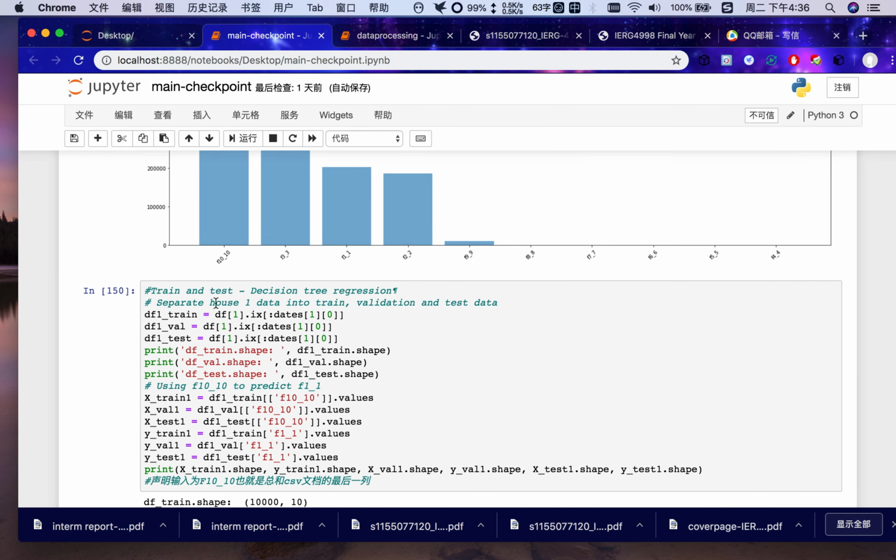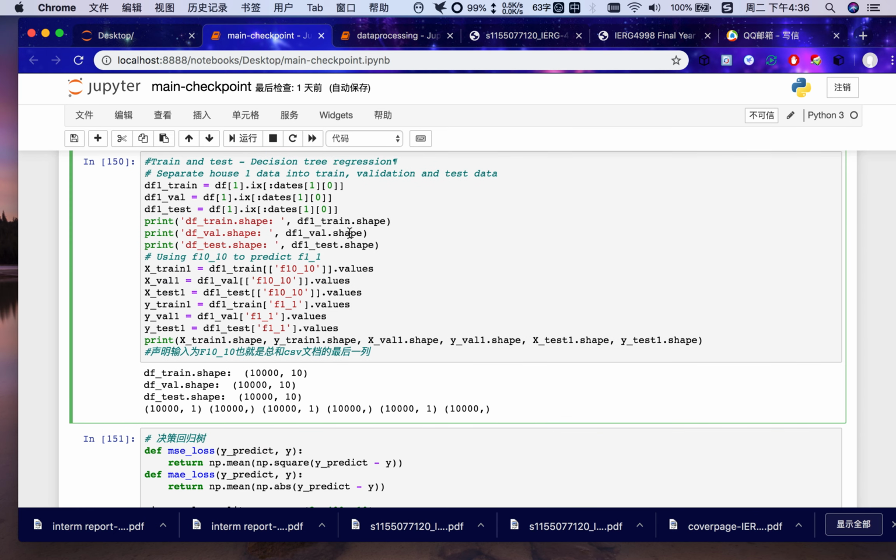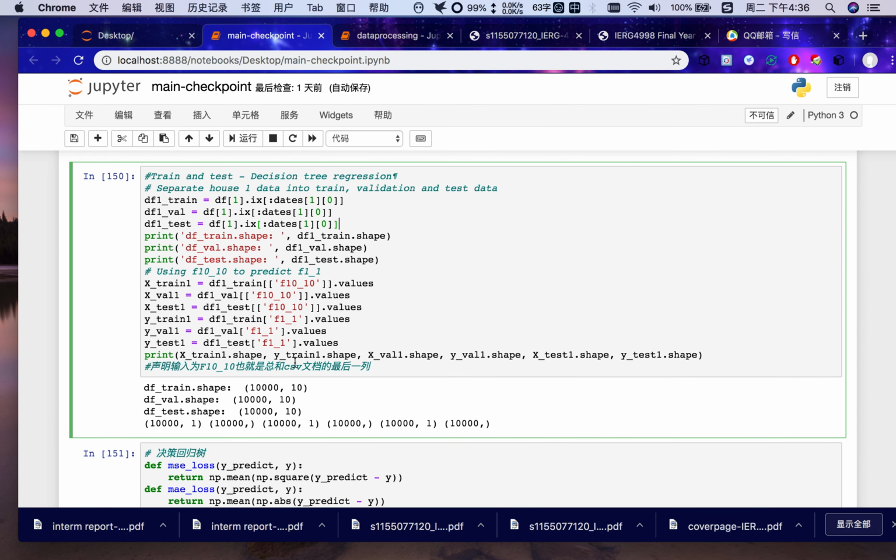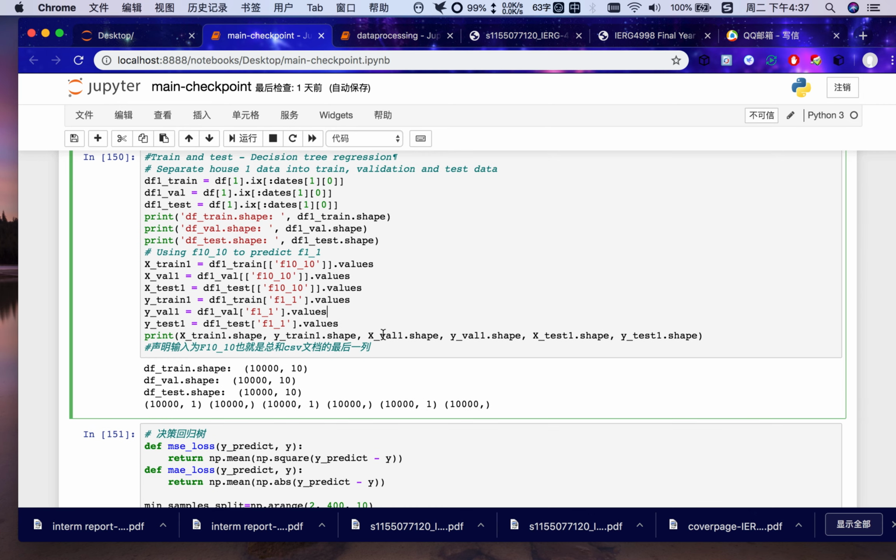So we start our training and test. The first one is decision tree. The first method we use is decision tree regression, and first, we separate our data into three parts: the train part, the validation part, and the test part. These are for different uses. I give 10,000 rows for each part because it's quite easy to run the whole code.